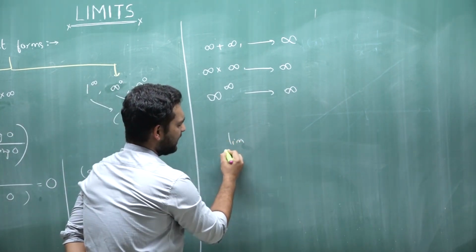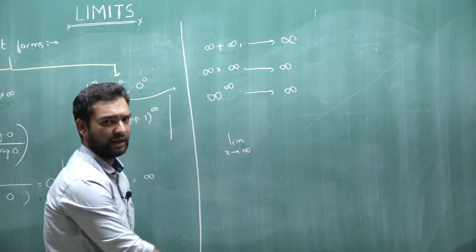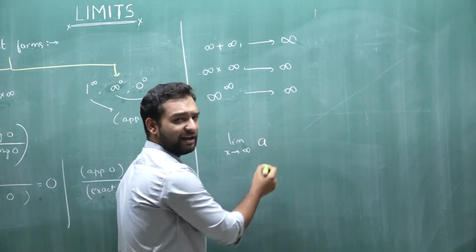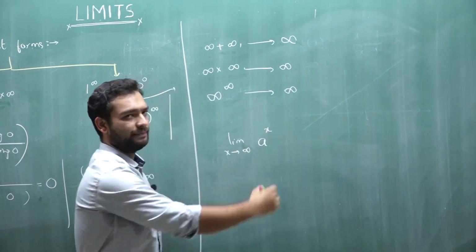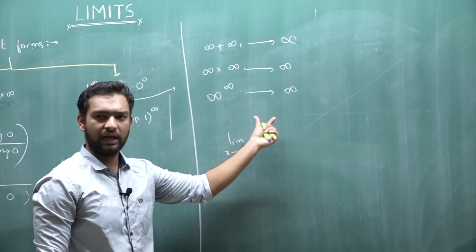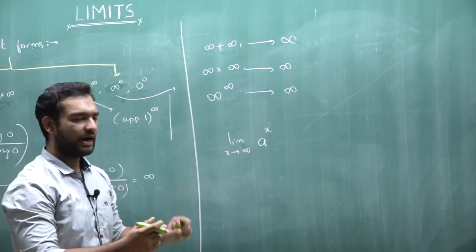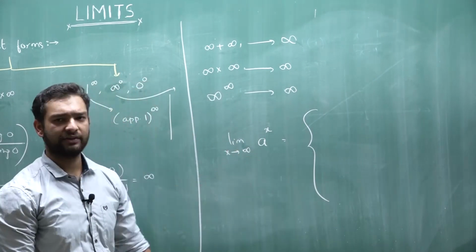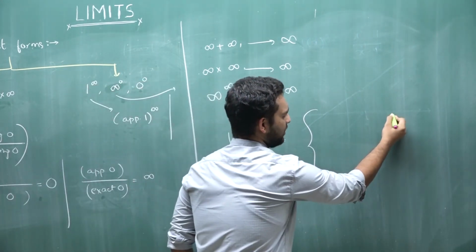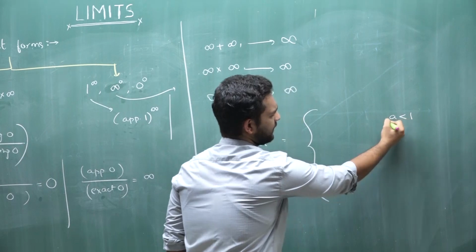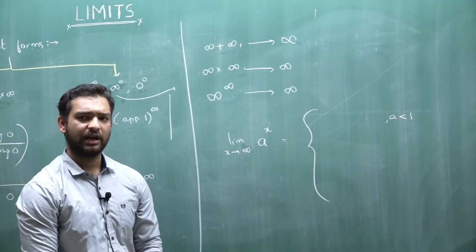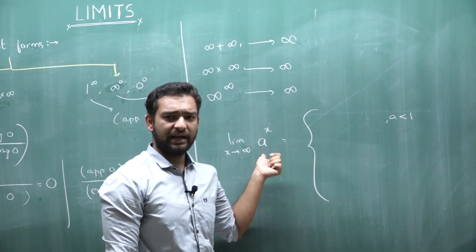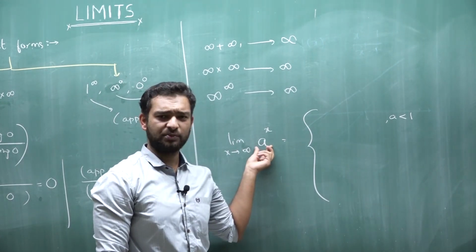Okay, again moving on to some more forms. Let's say limit x tending to infinity, and you have some value a raised to power x. How will we look at it? First of all we'll divide it into three cases. The first case I am taking is when a is less than 1. When a is less than 1, this is an exponential function. When a is less than 1 and greater than 0, this value will be a very small value, x tending to infinity.